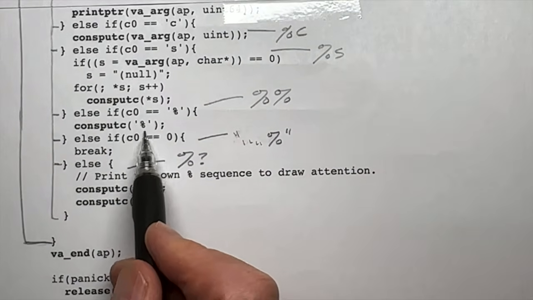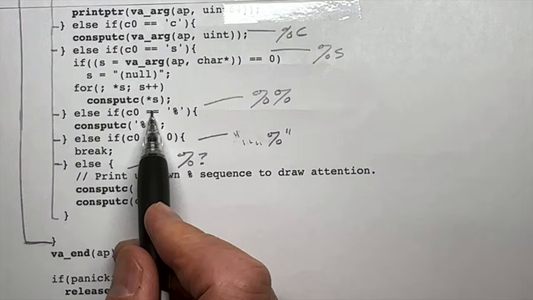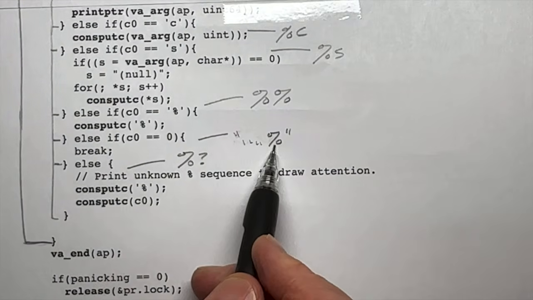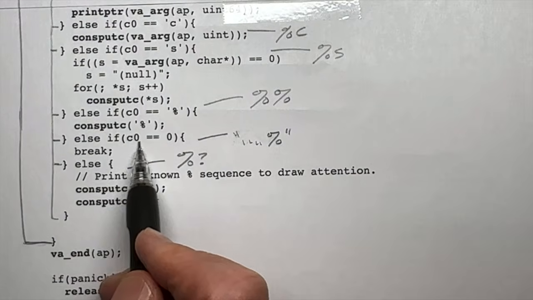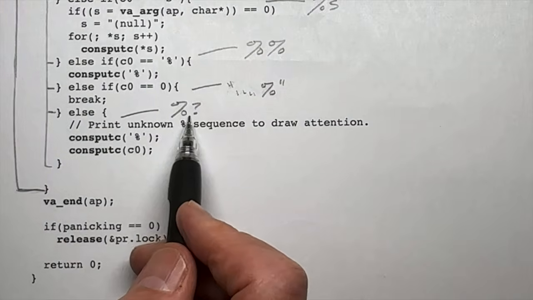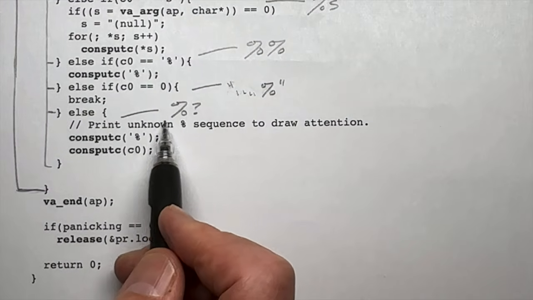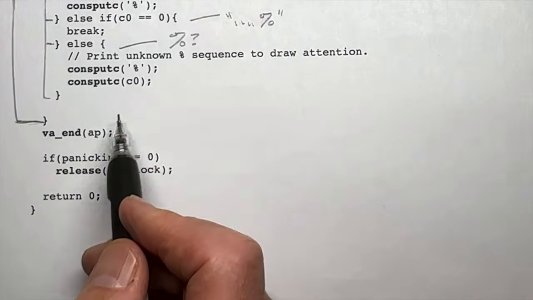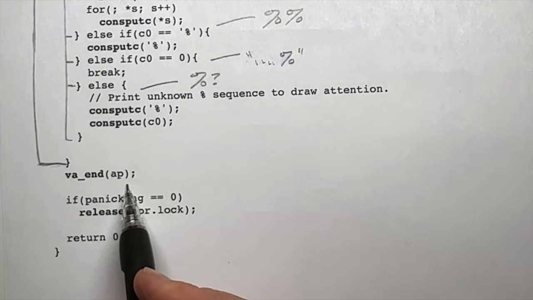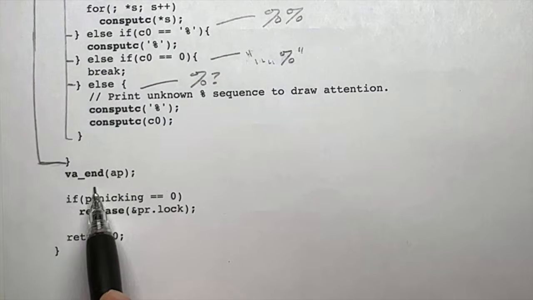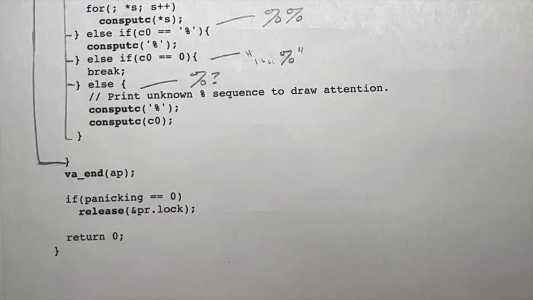Next, we check for %%, and if we see that, we are escaping the percent sign, so we just print a percent sign. If we saw a percent sign right at the end of the string, so there was no format code, well, this would be an error. We just break out of the loop. Otherwise, we have some format code that we don't recognize, so we just print whatever it was, preceded by a percent sign. Then, after we've reached the end of the format string, we release the lock and return. We also call VA end to tidy up. This is required by the standard, but it's really a no-op.